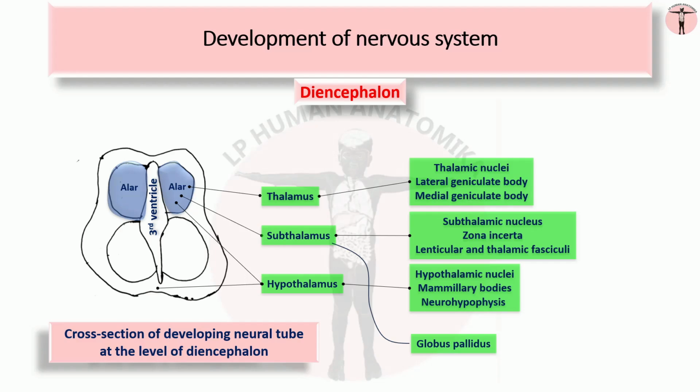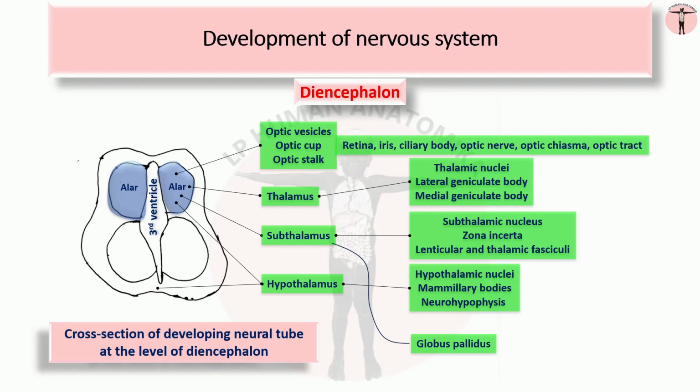Alar plate of diencephalon further gives rise to optic vesicles, cups, and stalks. The optic vesicles, cup, and stalk give rise to retina, iris, ciliary body, optic nerve, optic chiasma, and optic tract. To know more about the development of eye, please watch the video on the development or embryology of eye.